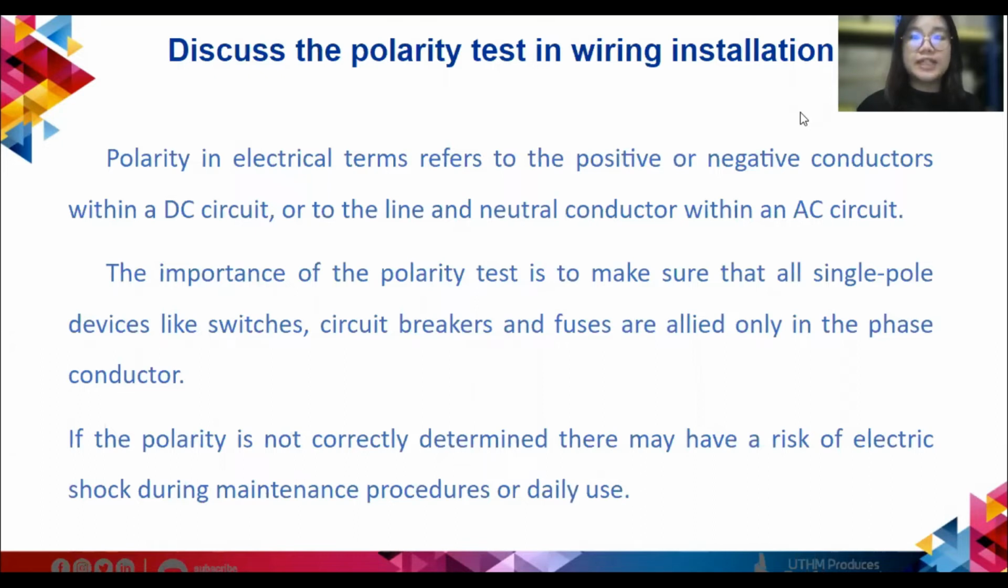Discuss the polarity test in wiring installation. Polarity in electrical terms refers to the positive or negative conductors within a DC circuit, or to the line and neutral conductor within an AC circuit. The importance of the polarity test is to make sure that all single-pole devices like switches, circuit breakers, and fuses are aligned only in the phase conductor. If the polarity is not correctly determined, there may be a risk of electric short during maintenance procedures or daily use.